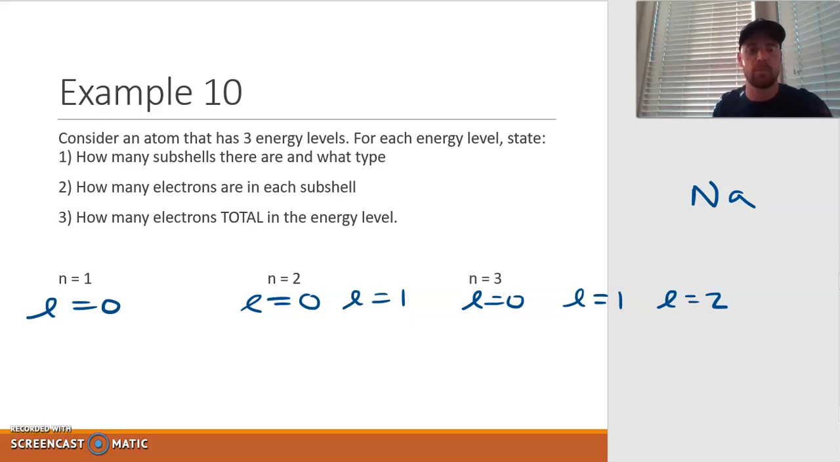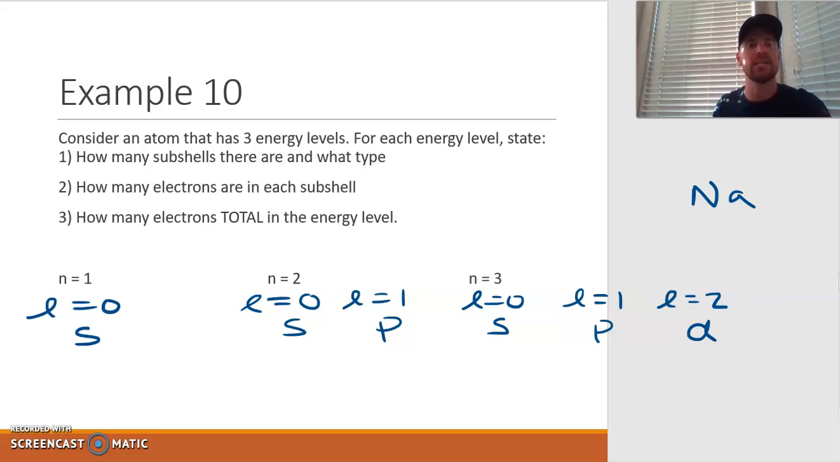So to answer the question, how many subshells are there? There's one subshell, which is the S. In the second energy level, how many subshells are there? There are two, the S and the P. In the third energy level, how many subshells are there? There are three, the S subshell, the P subshell, and finally the D subshell.